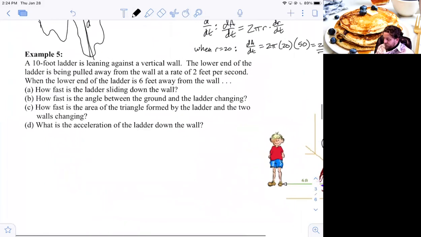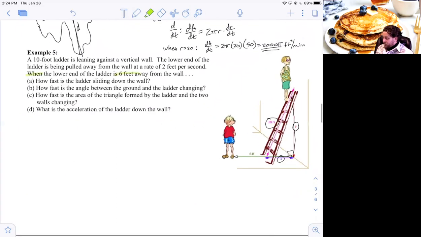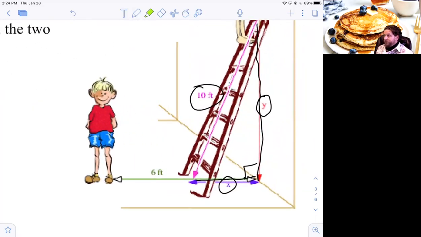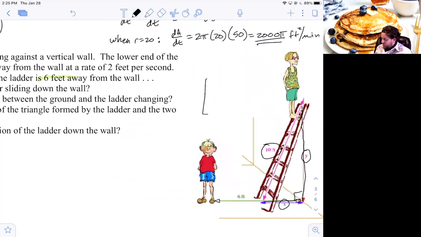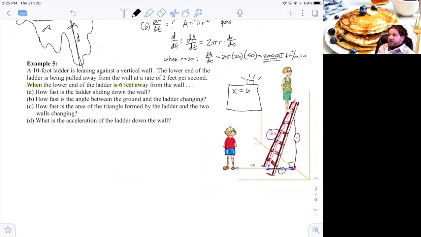It's being pulled away at 2 feet per second when the lower end of the ladder is 6 feet away from the wall. So there's your snapshot moment. What variable is that? When what is 6, x or y? x, right? It says when the base of the ladder. So I'm going to draw my camera. When x is 6, at that instant, how fast is the ladder sliding down the wall?